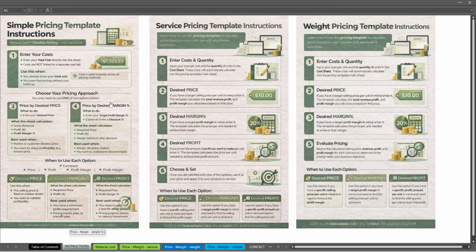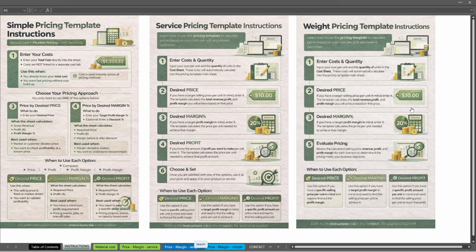And then lastly, by desired profit. For this, usually you'd want to use this for different pricing projects or events, or even just when you feel like you need to have an idea of what margin you need to be making per object or per event or per something. Sometimes seeing that actual profit makes more sense than the profit margin.